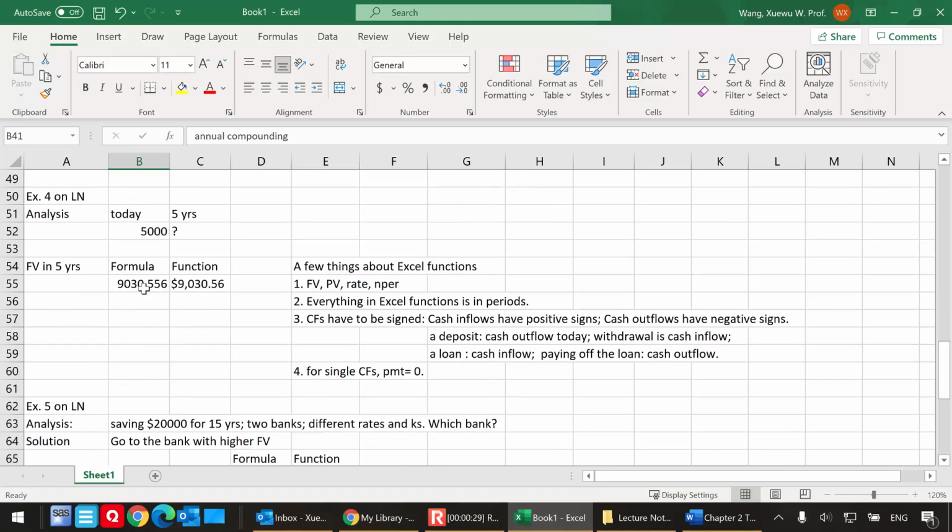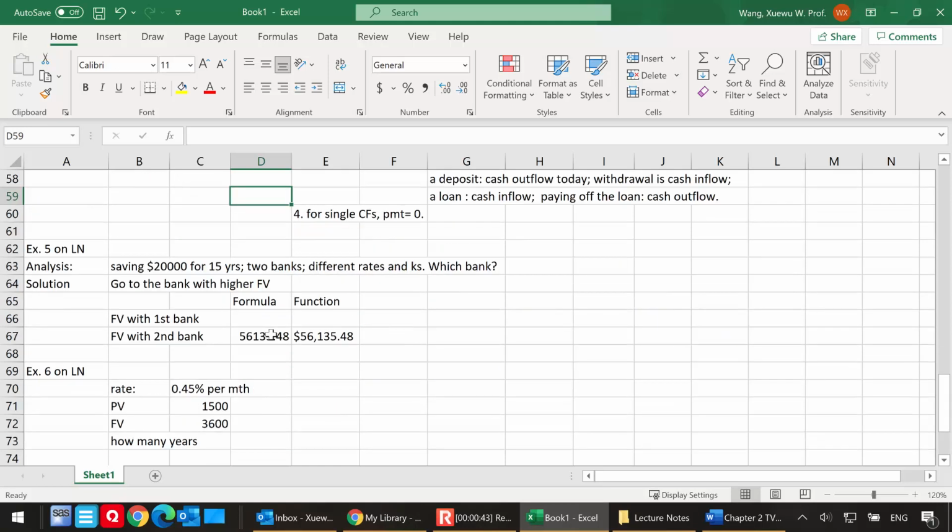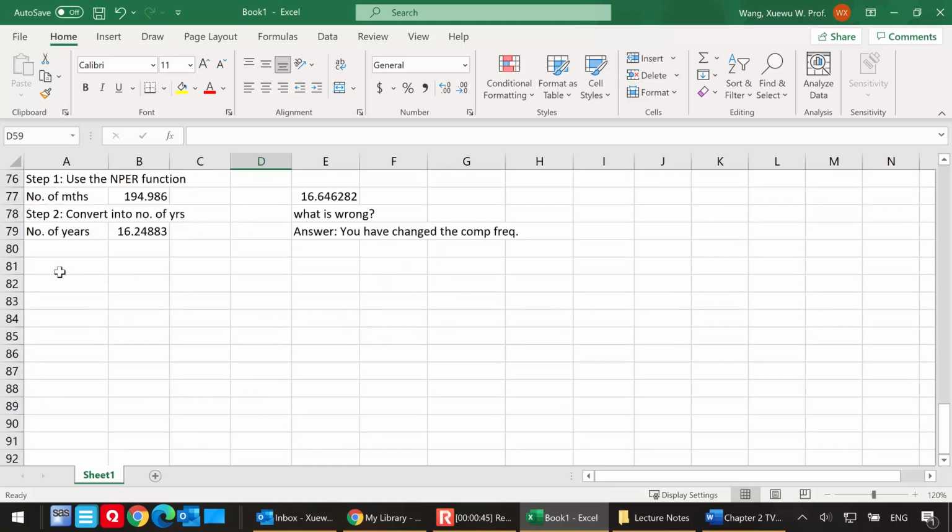In example number four, we tried both the function and the formula. There are a lot of little things for you to be careful about when you apply the Excel functions. Now let's continue our discussion with multiple cash flows. I'm just going to denote this by MCF. First of all, a little motivation.